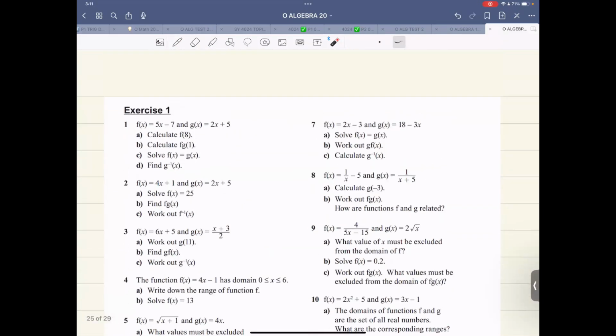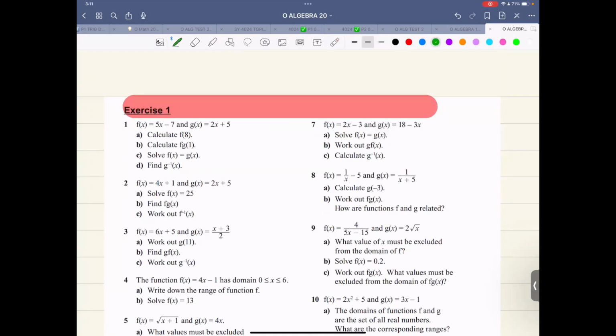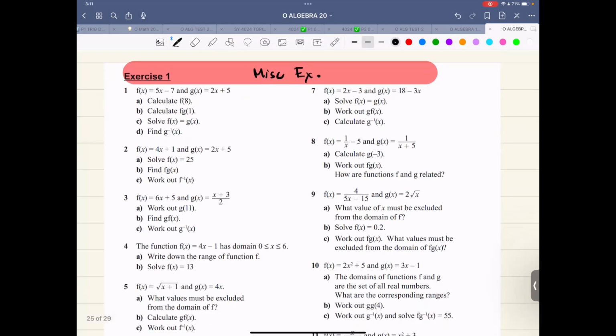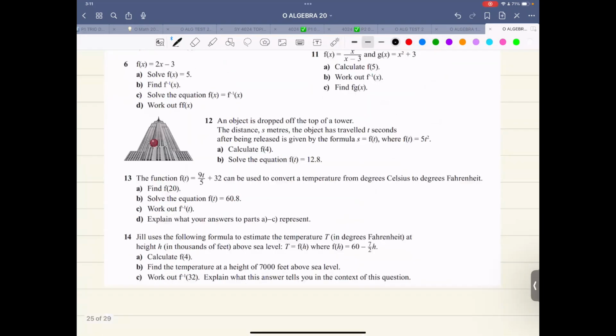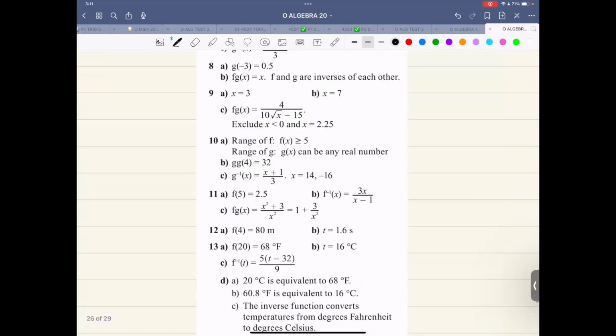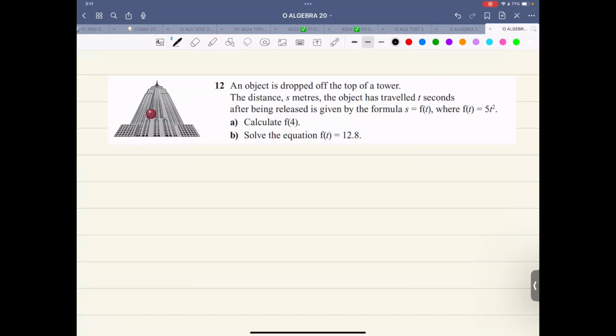Now, this exercise is like a miscellaneous exercise. Let me do some questions from here. Miscellaneous exercise. So let me work out this question. I have pasted it separately. This one. An object is dropped off from the top of a tower. The distance s meters the object has traveled t seconds after being released is given by this formula.